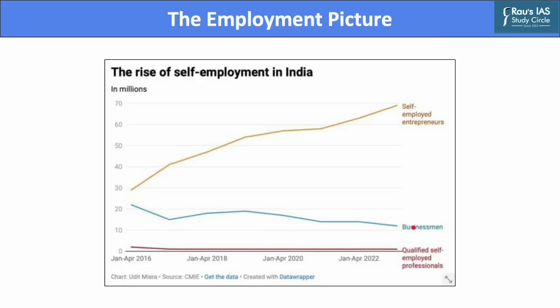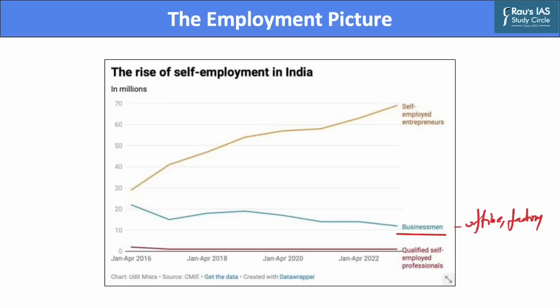The first category is termed as businessmen, and these include people who set up large businesses that leverage capital and humans to run these businesses. These people manage some fixed premises such as an office, a shop, a workshop, or a factory, etc.